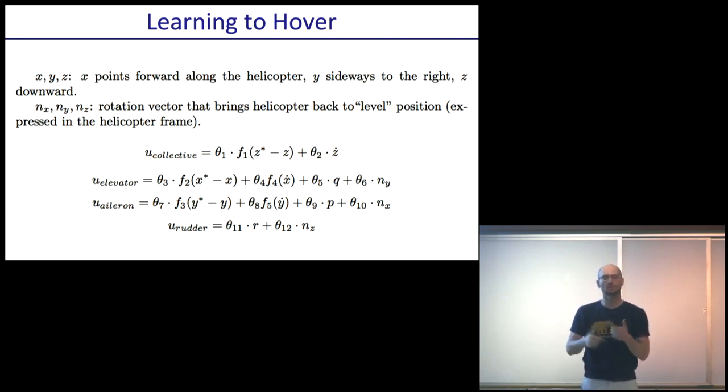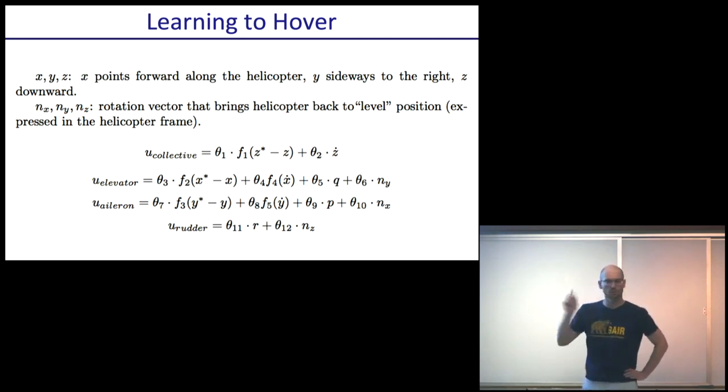And that will result in a differential amount of air being pushed down front, back, left, right, which will start rotating your helicopter. So those two control the angular rate, really, around the forward axis and the sideways axis of the helicopter. And what is that? That depends on the x coordinate. Imagine x is forward, then you care about putting your nose down or up to be able to move forward or backwards. So x is in there, and then the angular rate denoted by q is in there, and the actual angle denoted by ny. And then aileron is the same thing for the lateral direction.